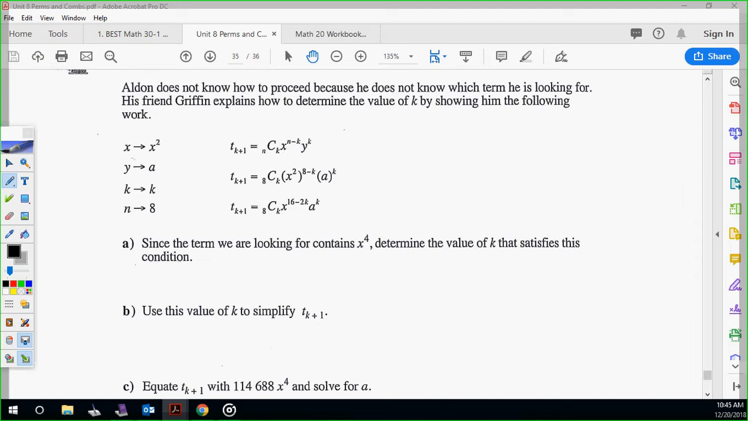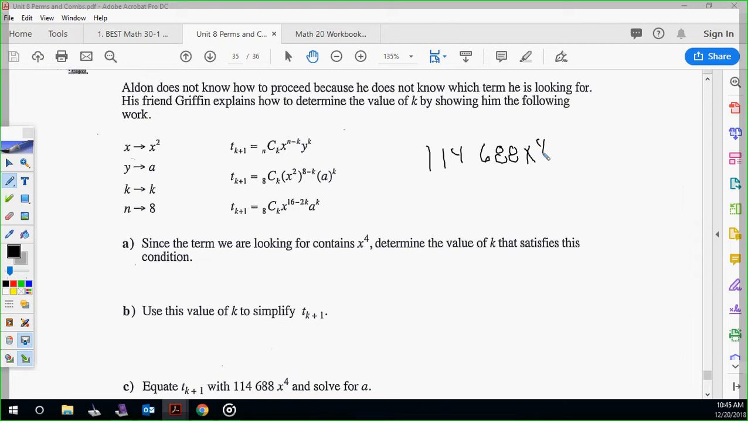So, you still identify stuff the same. X is x squared, y is a, k is k, and n is 8. Okay, so we're going to go through that the same way. It says, since the term we are looking for contains an x to the 4th, okay, so that means the answer, right? I'll write it here since I went down: 114,688 x to the 4th. So since the term we are looking for contains an x to the 4th, determine the value of k that satisfies this condition. So if we know the answer is an x to the 4th, what does that mean in terms of n, well, what's going on here? So do you guys see, let's look at a simplification here first.